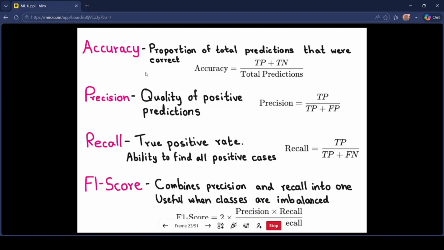For accuracy, we're looking at the proportion of total predictions that were correct. The correct predictions are the true positive ones and the true negative ones. We add these and divide by the total number of predictions. And then the precision. The precision is the quality of the positive predictions. Among total positive predictions, we have true positive ones and false positive ones. What precision looks at is how well our model can predict positive outcomes. So here we take the true positive as the numerator, and the sum of true positive and false positive as the denominator.